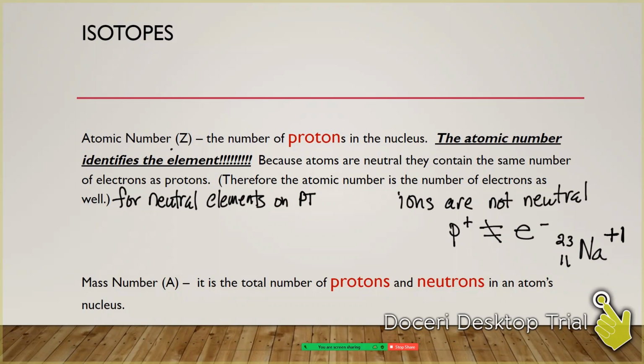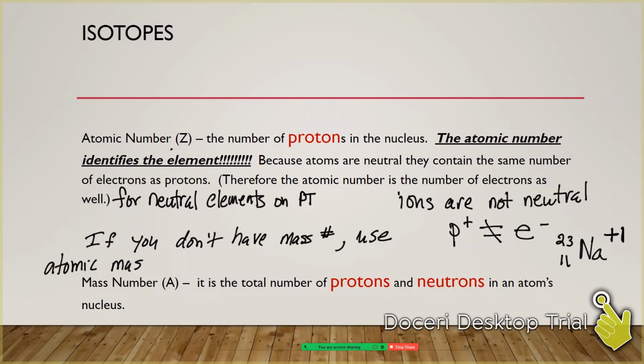My mass number, on the other hand, like I said before, is the total number of protons and neutrons in an atom's nucleus. If you don't have the mass number, use the atomic mass on the periodic table and round to the closest whole number.